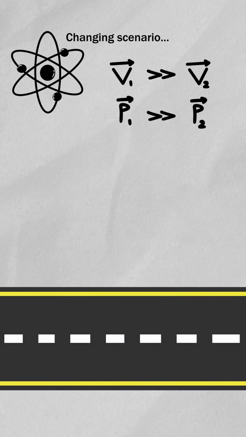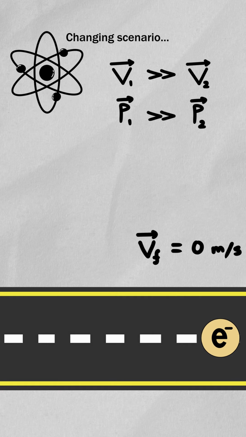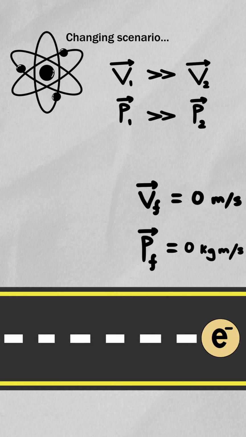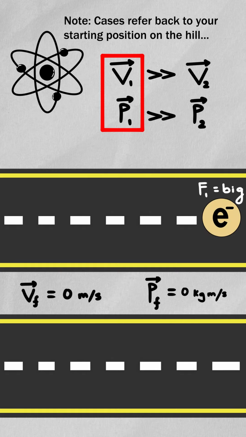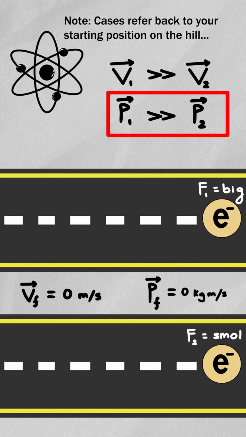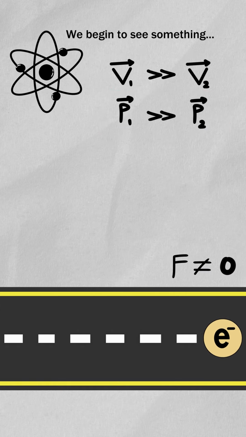Now imagine that you have to stop running, meaning you'd have a final velocity of 0 and therefore a final momentum of 0. In case 1, you'd find it a lot harder to stop yourself than in case 2, simply because you have a much higher momentum. As such, we arrive at the first glimpse of the theorem, looking kinda like this.